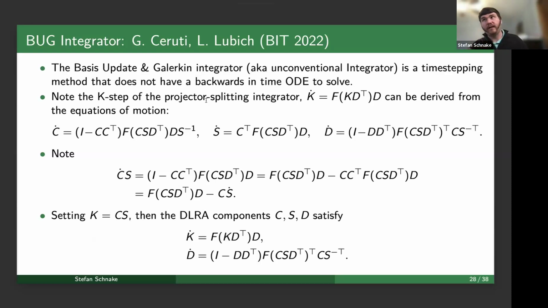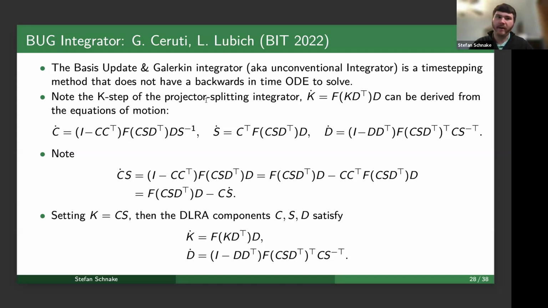To solve this issue, an integrator was developed relatively recently, maybe 4 years ago when it was first introduced. This is called the basis update and Galerkin, or the BUG integrator. Originally, it was called the unconventional integrator, but it's probably not good branding to call your method unconventional. So they're trying to do a renaming tour. It's now called the BUG integrator.